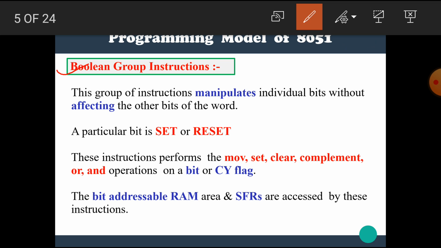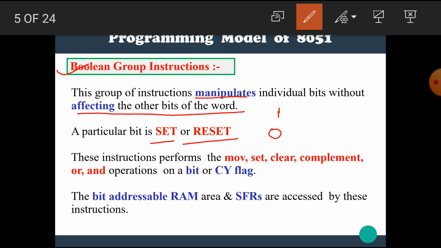This group of instructions manipulates individual bits without affecting the other bits of the word. That means these instructions are operated over a single bit. A particular bit is set or reset. We know that if we want to set a bit, that means we want to make it 1. If we want to reset a bit, then we simply provide 0 to it.